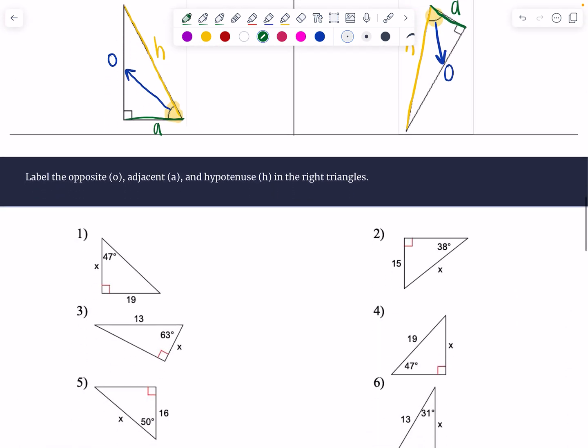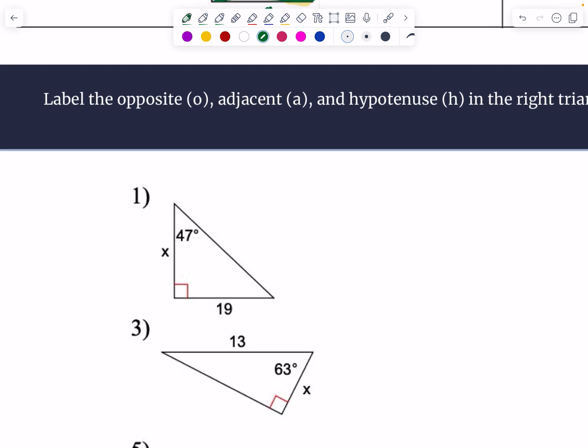Okay, label the opposite, adjacent, and hypotenuse in the right triangle. So let's go from the angle that is listed. From the 47, our hypotenuse is going to be here. It's the longest side. So what is my opposite? My opposite is going to be the 19. So what is my adjacent? What's left? The x. Opposite, adjacent, hypotenuse.